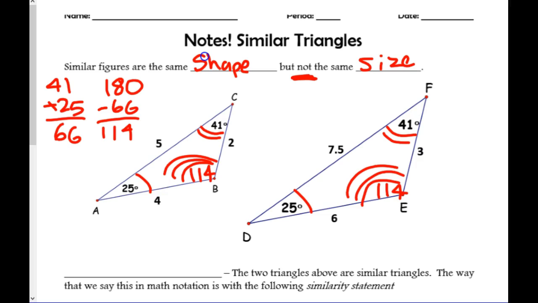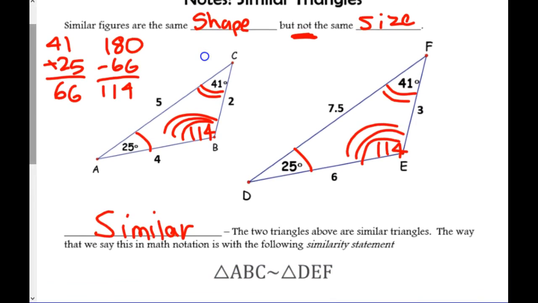Okay, now, this next blank says, you can write similar. Now, it says the 2 triangles above are similar triangles. The way that we say this in math is with the following similarity statement. Now, the way you say this is triangle ABC and this little symbol. Now, does everyone see this new symbol?